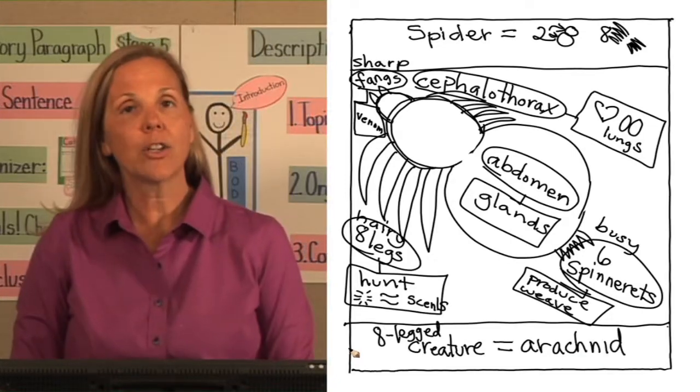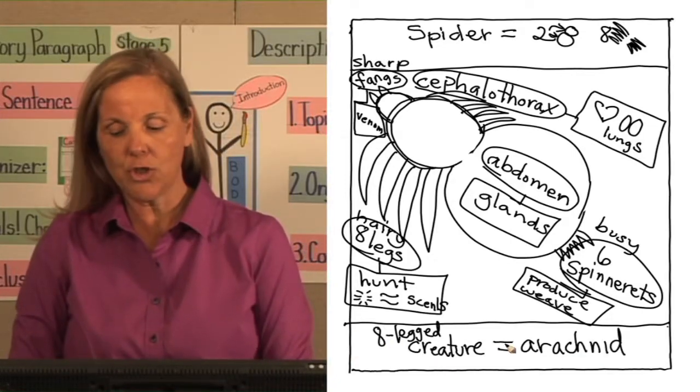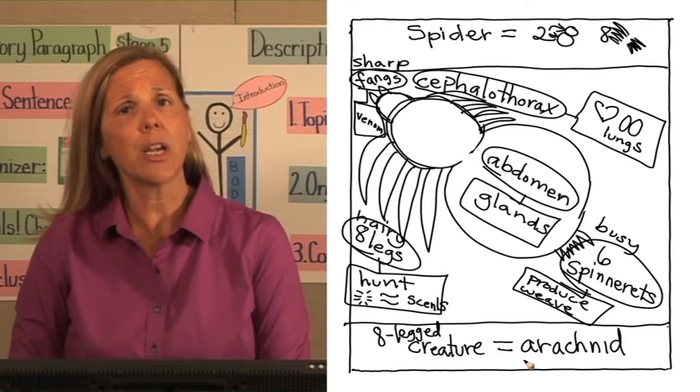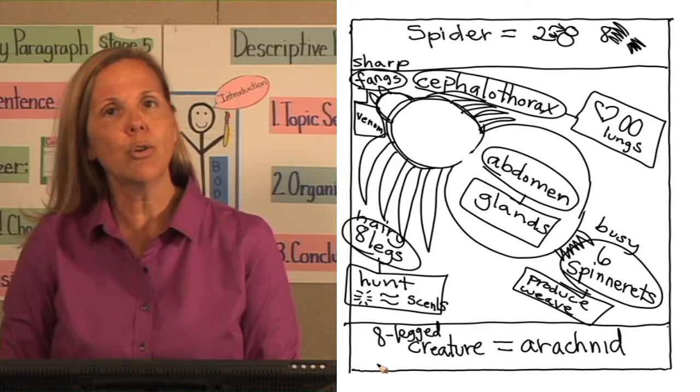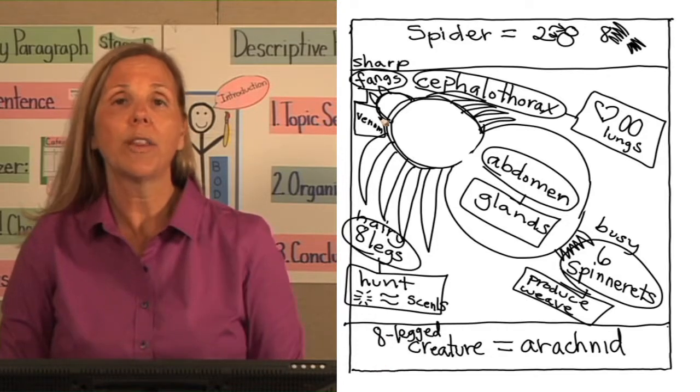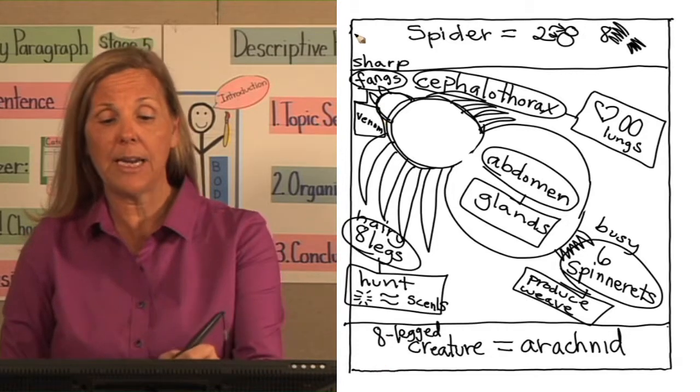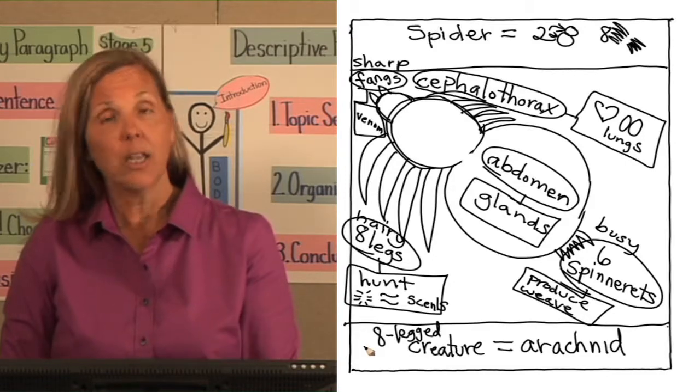At the bottom, we had our conclusion. The eight-legged creature is an arachnid, an interesting arachnid. We're ending our description with this because that's our conclusion. And on our description, the conclusion is repeating the topic sentence using different words.